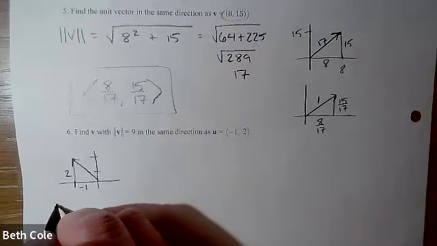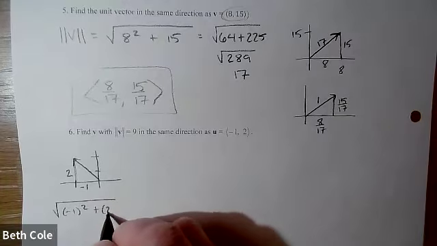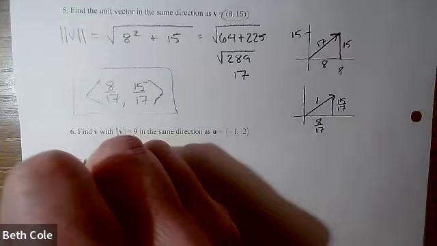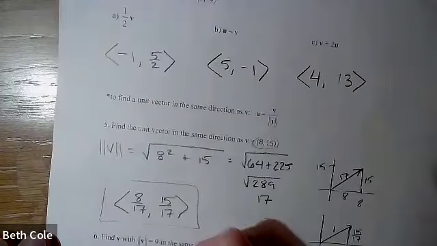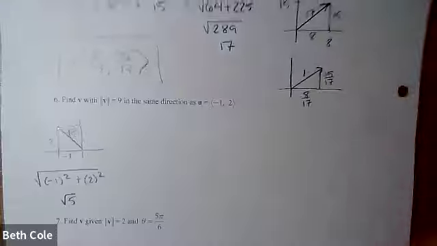So if I go to find my magnitude of that, it's the same formula that we've been doing the whole time. It comes from the Pythagorean theorem is really what we're doing. We're going to have -1 squared plus 2 squared. What is that? 1 plus 4 is 5. So this is square root of 5. Let me make that a little bit clearer. So that's square root of 5 is the magnitude of our vector.